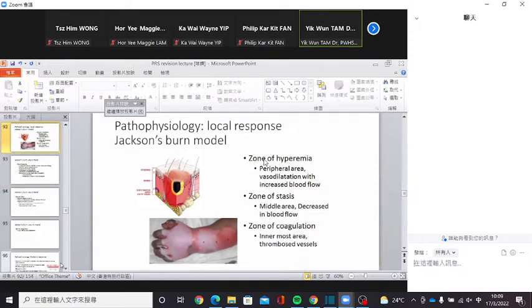So this diagram shows the Jackson's burn model. It shows that a burn wound is a very heterogeneous wound. It is composed of three different zones, namely the zone of coagulation, the innermost area, where the tissue has no viability because all the vessels are thrombosed. And the peripheral part is the zone of hyperemia. It's a zone of vasodilatation with increased blood flow. And in the middle is the zone of stasis. It is where we try to salvage with appropriate first aid and resuscitation.